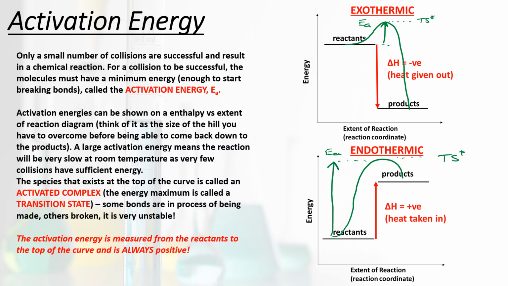And so a key distinction here is that the actual species that exists is called the activated complex. The actual highest point on the energy curve, though, is called the transition state. So the energy is called the transition state, and the species that exists is the activated complex. But the key thing, really, is that our activation energy is always positive, and it's measured from the reactants to the top of this curve.